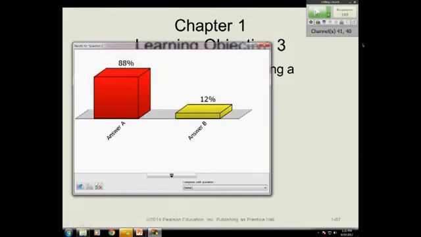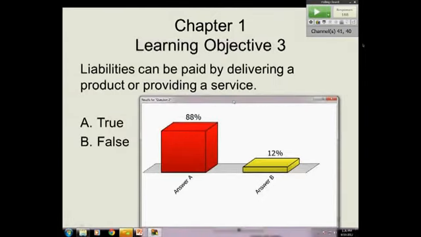Okay. All right, so 88% of you believe that liabilities can be paid by delivering a product or service. You had A. So how does that work? I'll repeat it if we can't get the mic. Don't we get him the mic? Okay, there you go. I wanted to know if you could pay off a liability by delivering a product or service. So how does that happen?